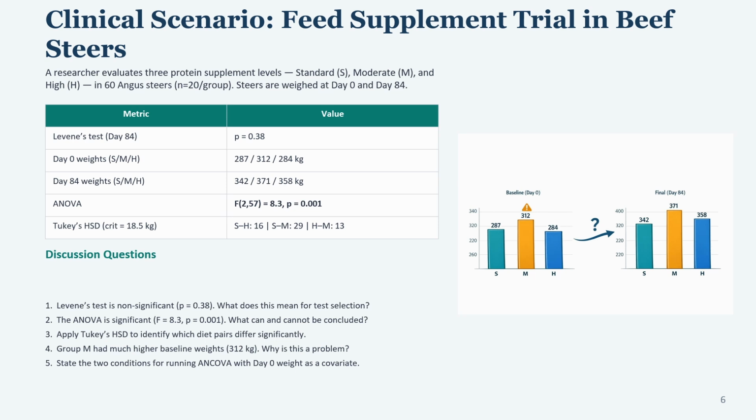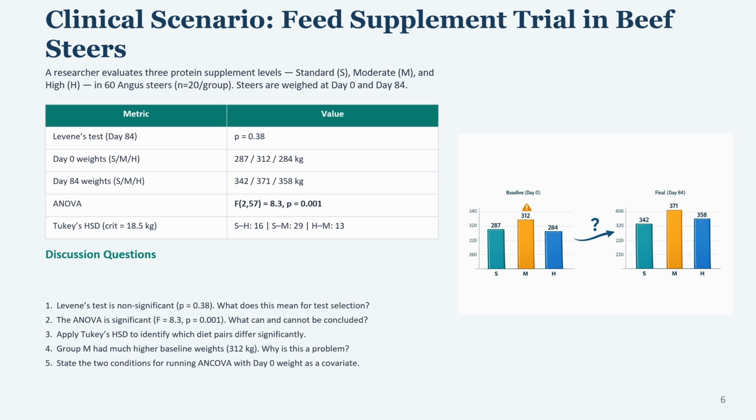Question 1 answer. Levene's test p equals 0.38 is non-significant, meaning there is no evidence that the variances differ significantly across the 3 diet groups. The equal variance assumption of ANOVA is satisfied. Proceed with standard one-way ANOVA rather than any variance-corrected alternative. If Levene's had been significant, Welch's one-way ANOVA would be appropriate.